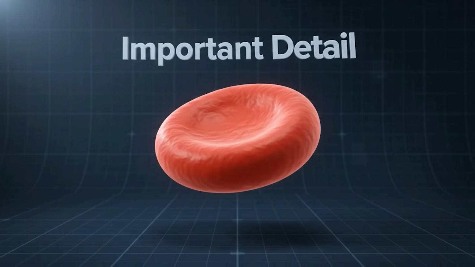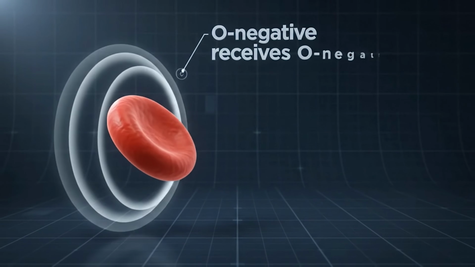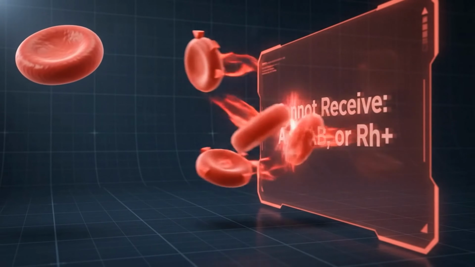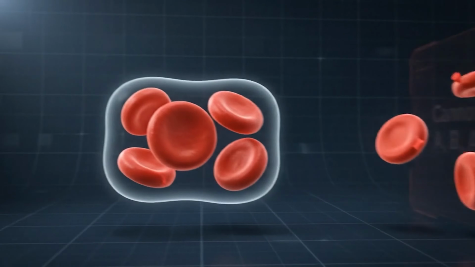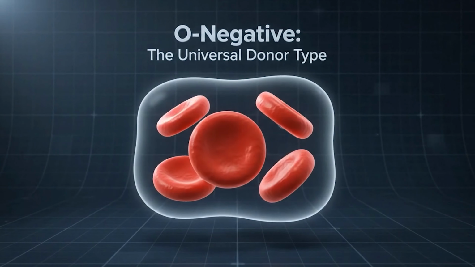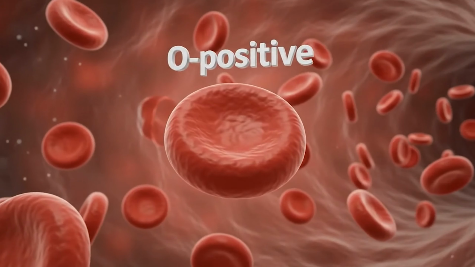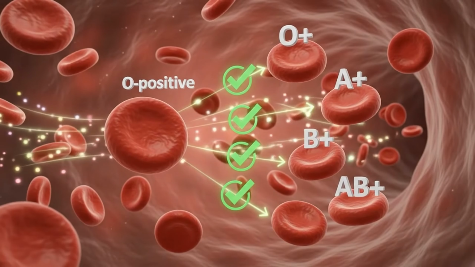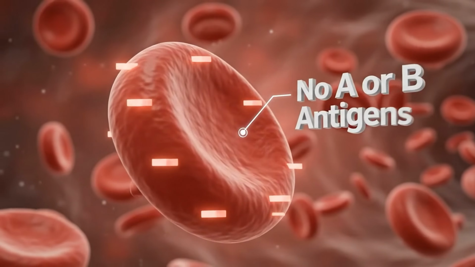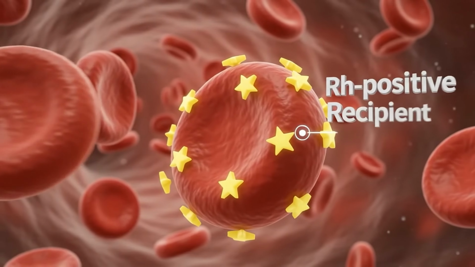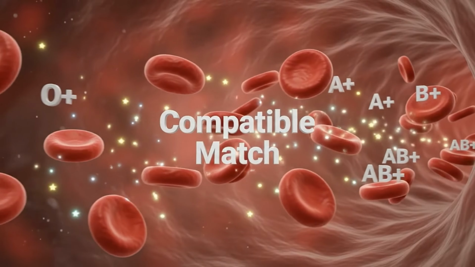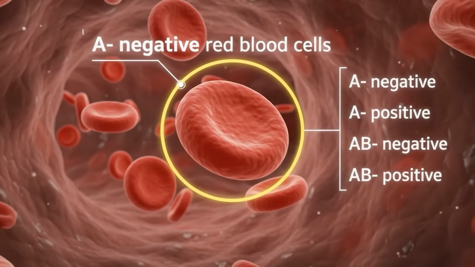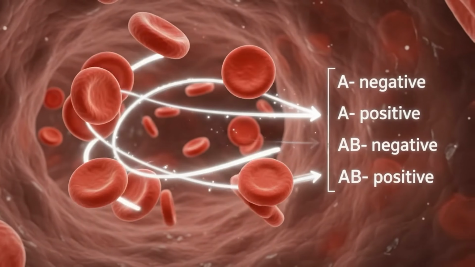But there's an important detail. O negative people can receive only O negative red blood cells. They cannot safely receive ordinary A, B, AB, or RH positive red cells. O positive red blood cells can generally be given to O positive, A positive, B positive, and AB positive. Why? Because O red cells don't have A or B antigens, and the recipient is RH positive. A negative red blood cells can generally be given to A negative, A positive, AB negative, and AB positive.